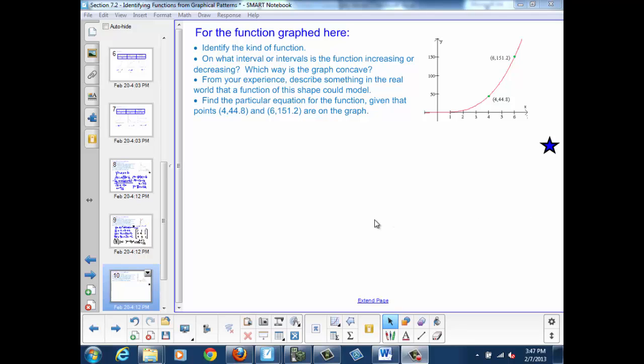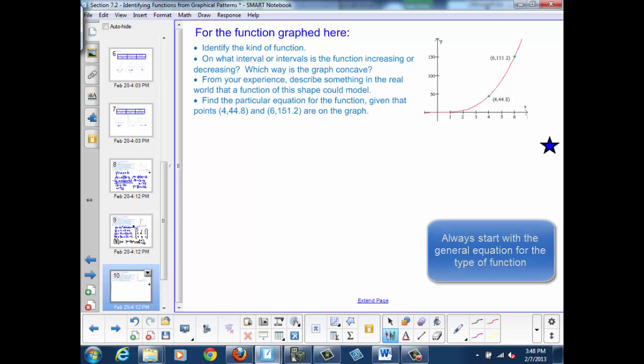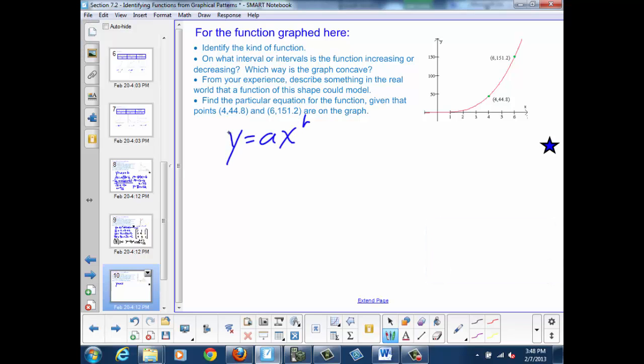Now let's find the particular equation for the function, given that the points (4, 44.8) and (6, 151.2) are on the graph. Once again, we're going to take the same general approach. We're going to start with the general equation for a power function, which is y equals ax to the b. And we'll insert our values for x and y and come up with a system of equations that will allow us to solve for the unknowns a and b.